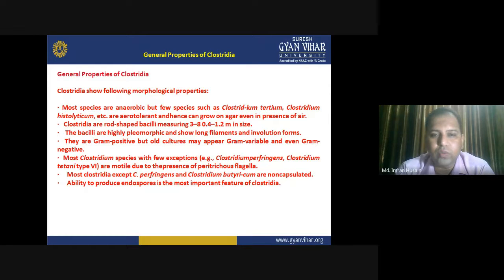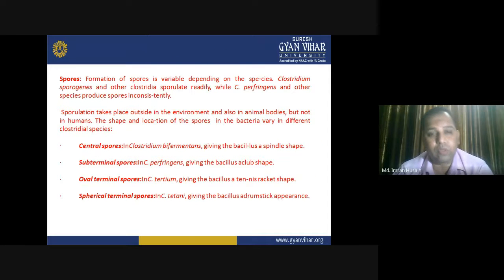The ability to produce endospores is the most important feature of Clostridia. Spores. Formation of spores is variable depending on the species. Clostridium sporogenes and other Clostridia sporulate readily, while Clostridium perfringens and other species produce spores inconsistently. Sporulation takes place outside in the environment and also in animal bodies, but not in humans.